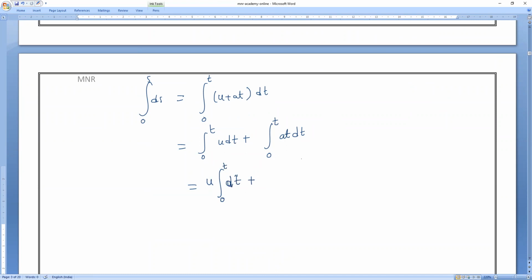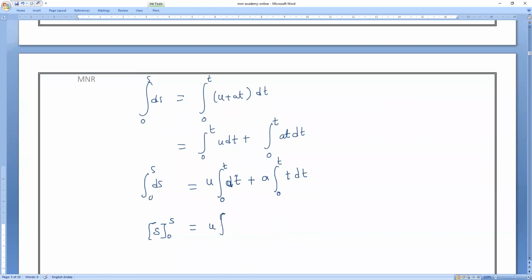Next, we all know acceleration is also constant. We already assumed that, so a is also constant. So from 0 to t, what will happen? a, integration of t dt. Any doubt? Please respond. So now the integration from 0 to s of ds, what will happen? Apply that.